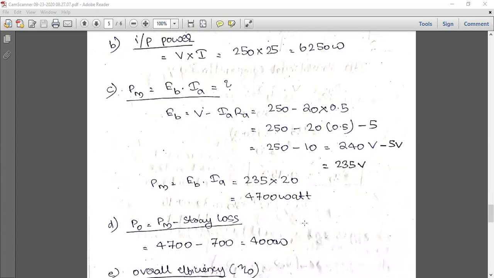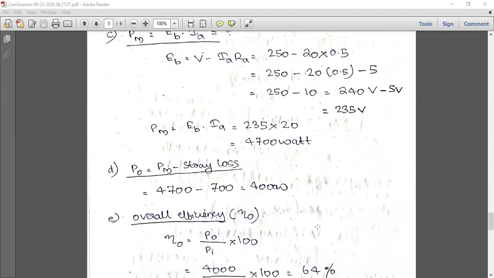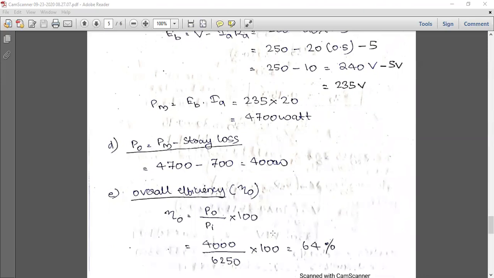And the power available in PM is not the actual power. We need to subtract the stray losses from there, and the stray losses are given as 700 watts. So the output power will be equal to 4,700 minus 700, and that's 4,000 watts. And overall efficiency will be output by input. So it will be 4,000 by 6250, and that is 64%.